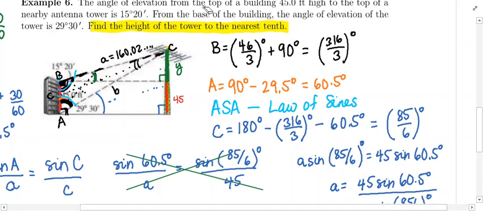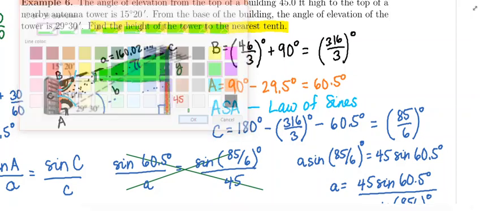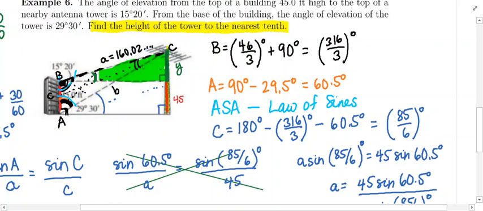Let me see if I can get that to come back up here without erasing too much. Okay, so now we're going back to this green right triangle, because remember the end goal here: what are we actually trying to find? We're trying to find this green line segment on the part of the antenna tower. So if we're going back to this green right triangle, now we know angle B.